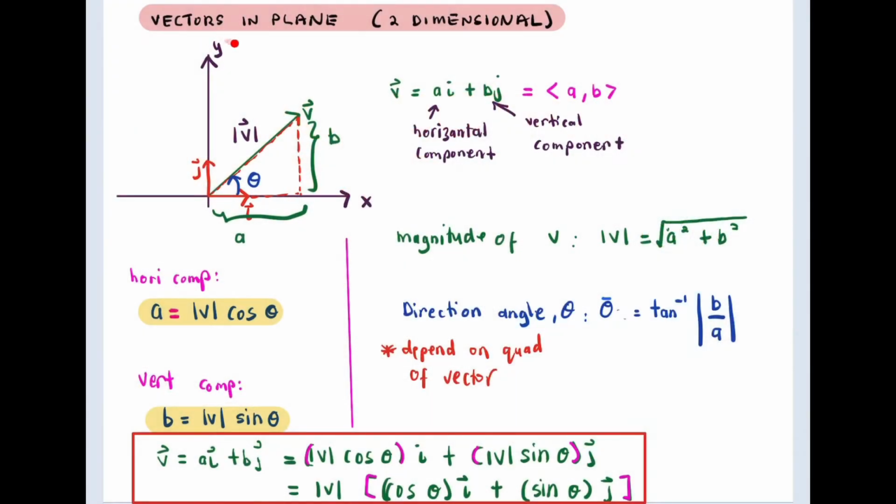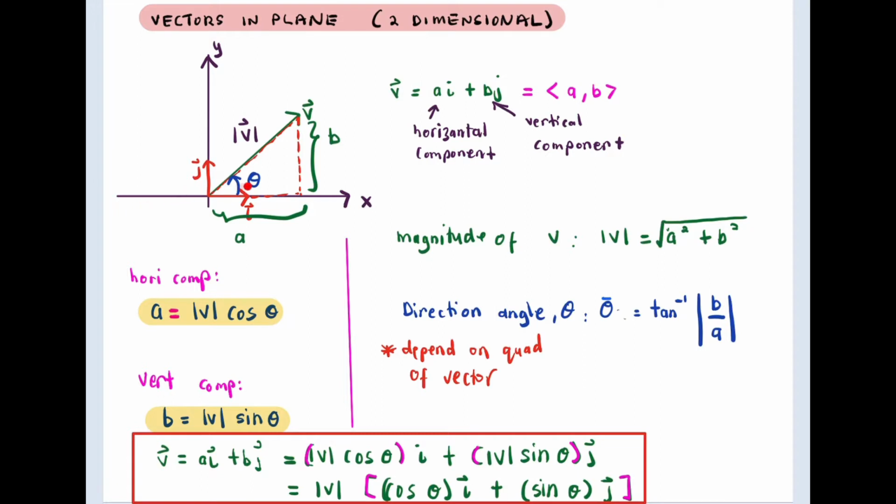Now let's see vectors in the plane, in two dimensions. Just now we know our position vector is in terms of v. So let's write our v as (A, B), where A is the first part and B is the second part. Actually, we can rewrite this as Ai plus Bj. So what is A? A is the horizontal component of the graph and B is the vertical component of the graph. Why did I say this?